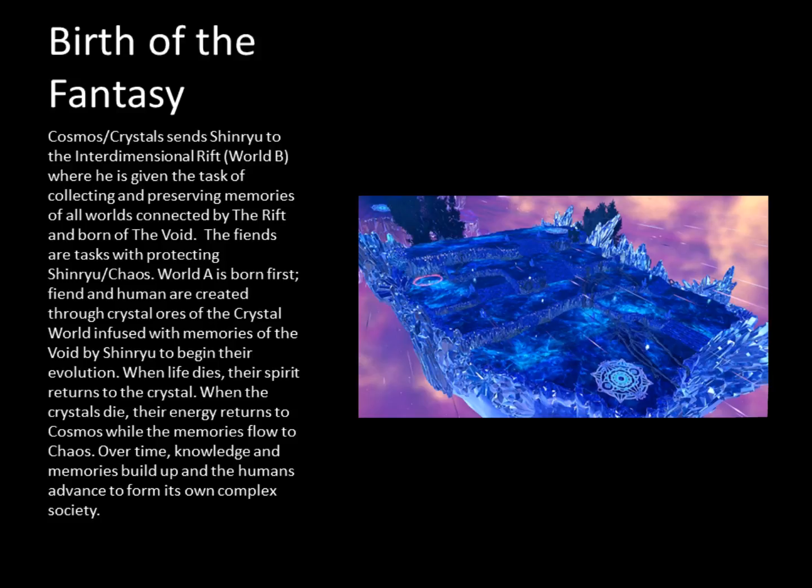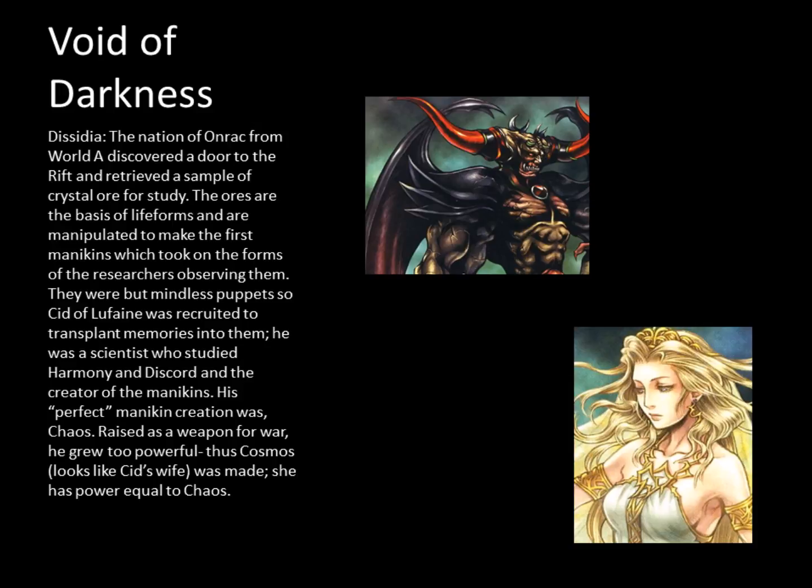In the game Dissidia, the nation of Onrak from World A discovered a door to the rift and retrieved a sample of crystal ore for study. The ores are the basis of life forms and are manipulated to make the first mannequins, which take on the form of the researchers observing them.